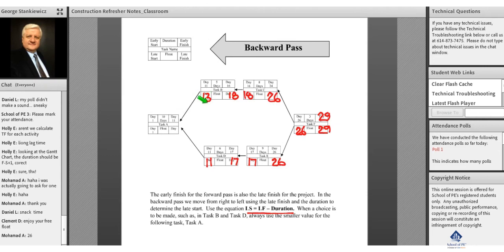And now we have to make a decision for task A. We could either put a 13 or an 11. Unlike what we did when we were doing the forward pass, where we always use the larger number, here we're going to use the smaller number and we're going to put an 11. 11 minus 10 is equal to 1. And as a result, our early start and our late start is on day 1. Logically, it makes sense, right? It basically tells you that for us to get this job done in 29 days, we have to start it on day 1.